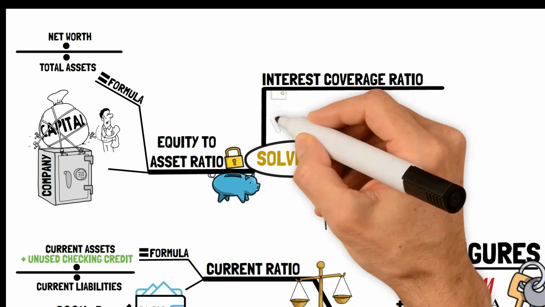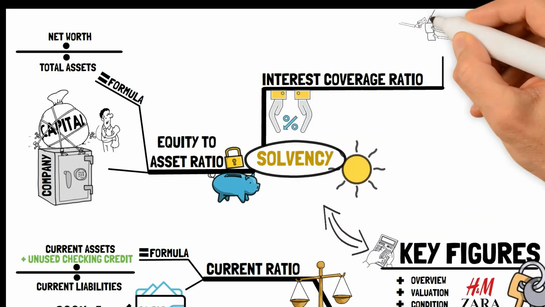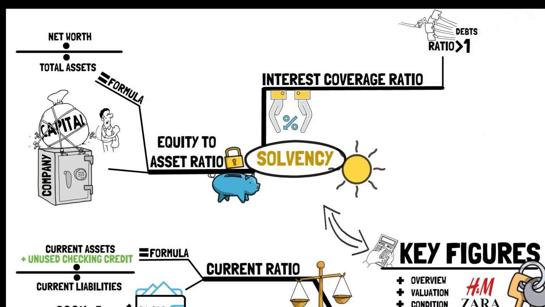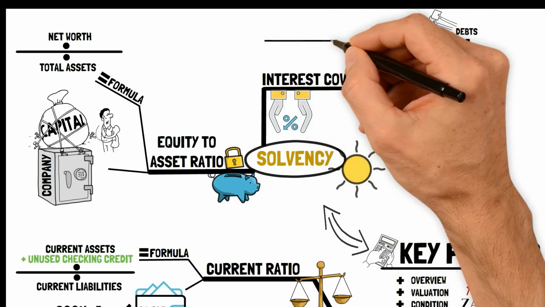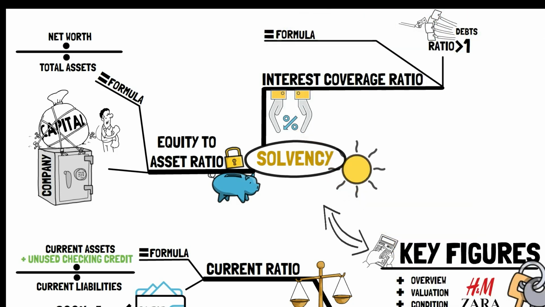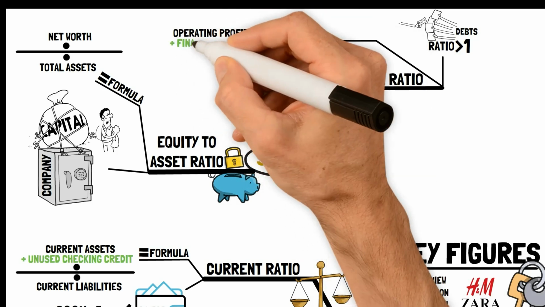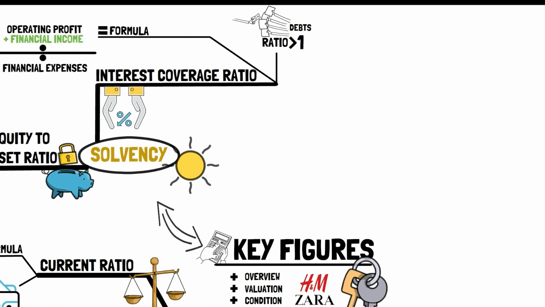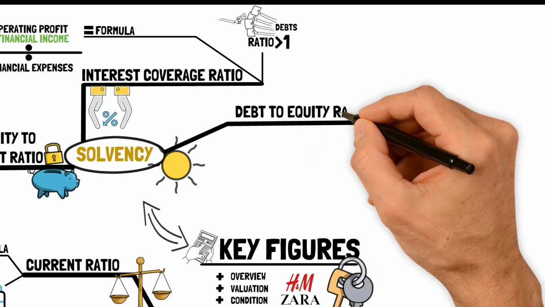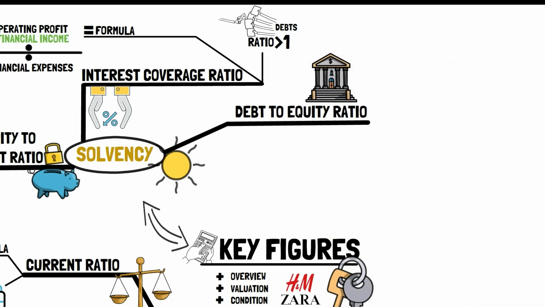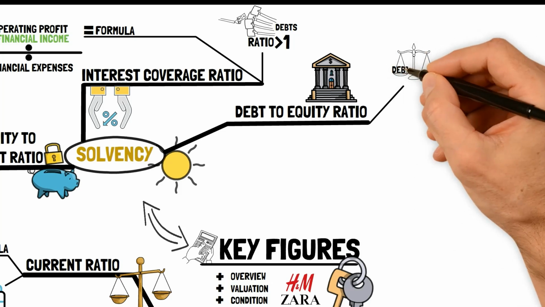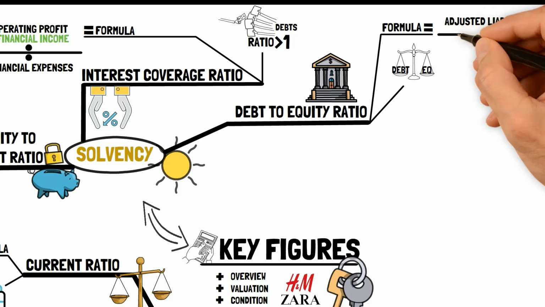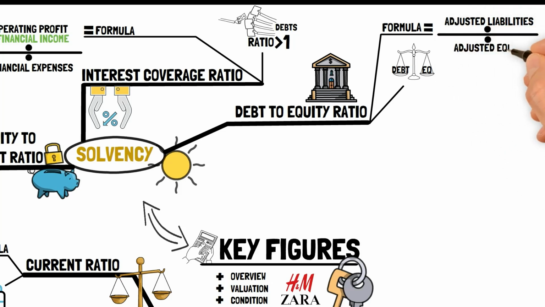Interest coverage ratio. How well the company can pay its interest-bearing debts. A ratio of at least 1 should be achieved, as fewer means that the company makes a negative result after financial items. It's equal to operating profit plus financial income divided by financial expenses. Debt to equity ratio. A measure of the relationship between debt and equity. Can be used for an estimate of the business risk. It's equal to adjusted liabilities divided by adjusted equity.